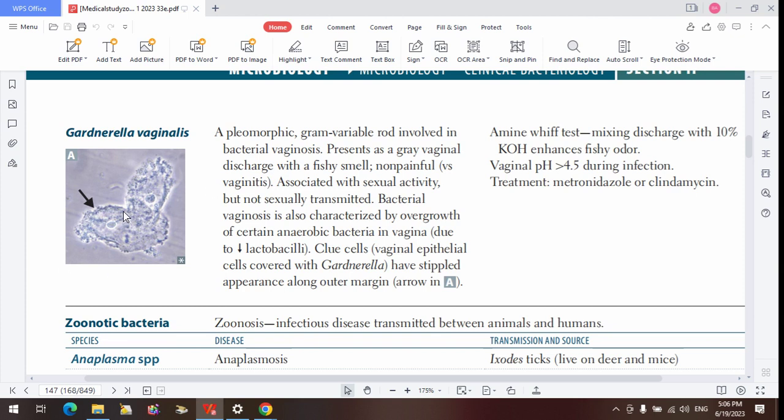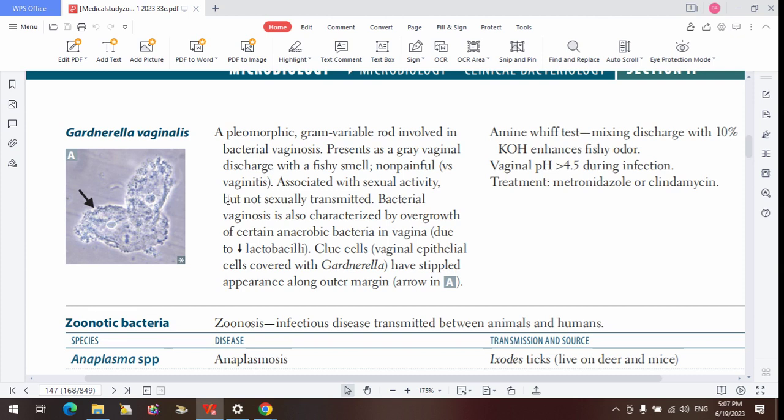There's something we call the whiff test. Once you take a portion of the vaginal discharge and mix it with 10% KOH, it's going to give a fishy odor. Bacterial vaginosis is highly specific for that, once you have a positive amine whiff test.